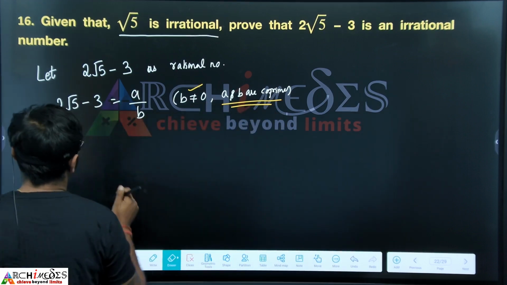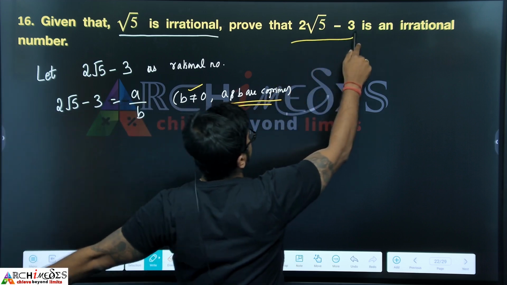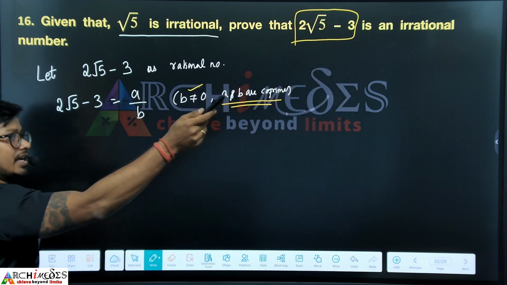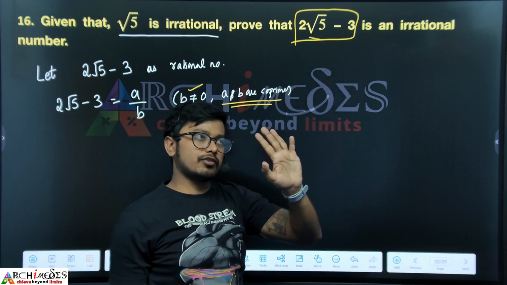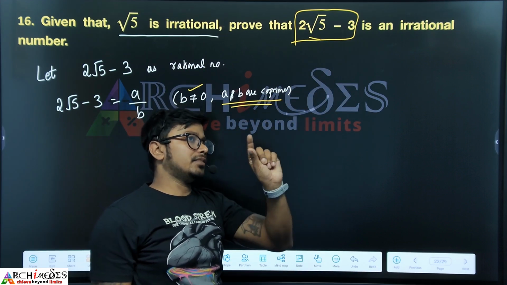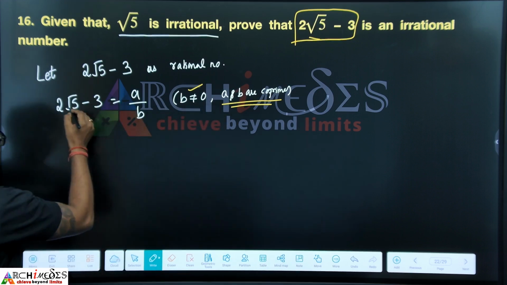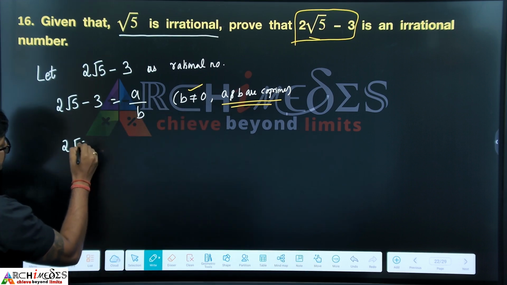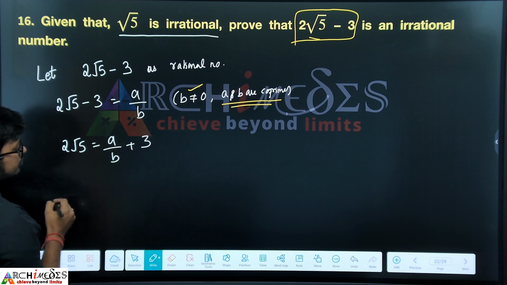So look over. Whenever this type of question comes, Apurva, where plus or minus is attached to an irrational number, you know that √5 is irrational. So keep that number separately. Am I clear? The other part you will put over there. So I will put 2√5 as it is over here, then here a by b plus 3. Any doubt, Apurva?